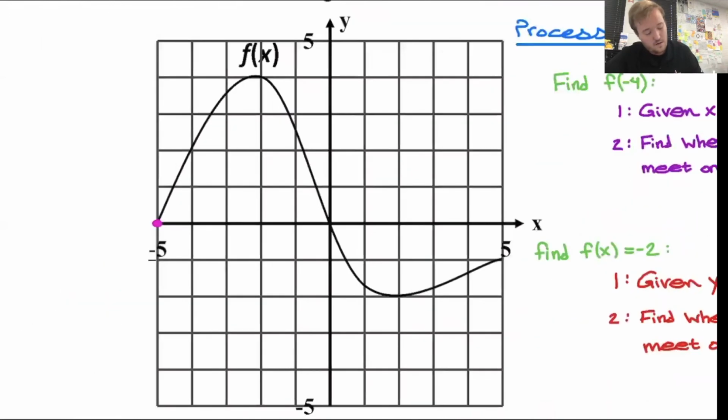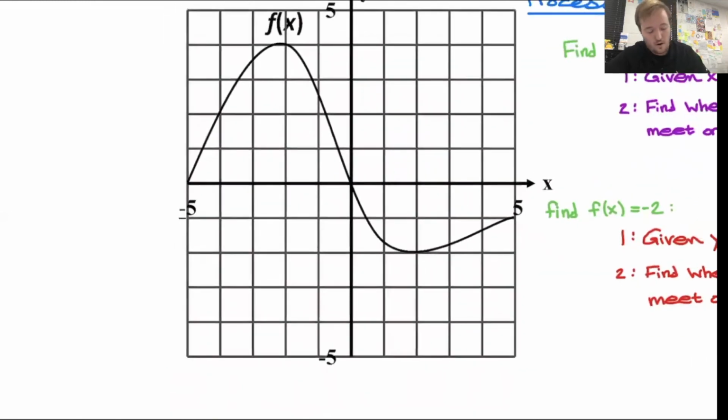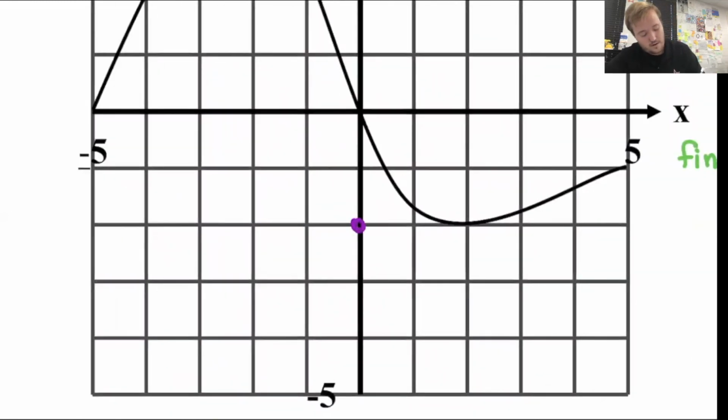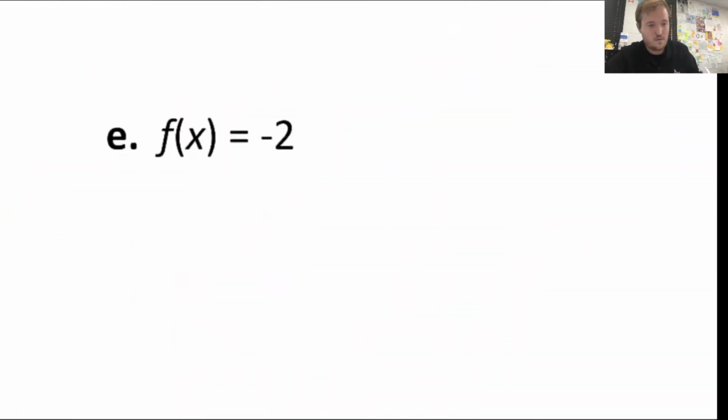Okay. So I have f of x equals -2. Now instead of starting on the x, I'm going to start on the y. So start at -2 on the y, and find this corresponding spot. And now I want to find that corresponding x value. That's a 2. So at 2 is when it hits -2. So x equals 2.